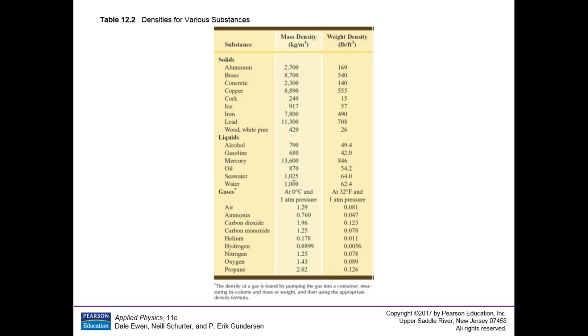And speaking of which, let's see if we can get one problem done in this chapter before we move on. I think we can probably do it here. Find the weight density of a block of wood, and this block of wood is 3.00 inches by 4.00 inches by 5.00 inches. As a block of wood.